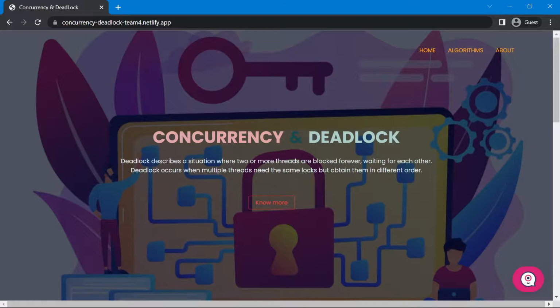So what is concurrency? Concurrency is the execution of multiple instruction sequences at the same time. It happens in the operating system when there are several process threads running in parallel. The running process threads always communicate with each other through shared memory or message passing.